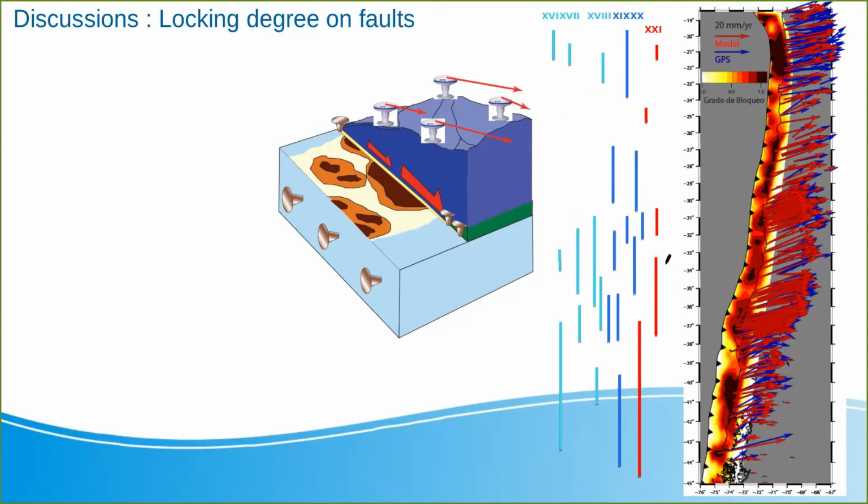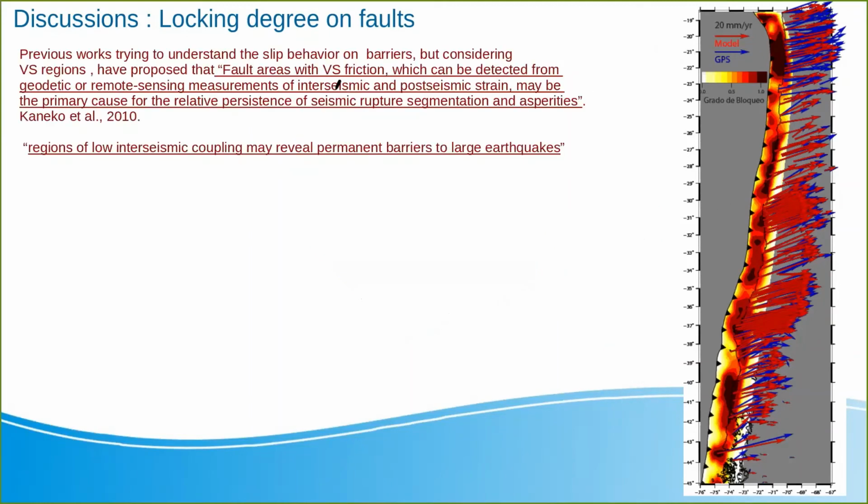But for example, this zone here that is related to a permanent barrier in our study is related to a high or intermediate locking. There are some previous works trying to understand this, but using velocity strengthening areas, and there is a particular study of Kaneko, 2010, that said that areas with velocity strengthening friction may be the primary cause for the relative persistence of seismic rupture segmentation and asperities. Or, said in other words, regions of low interseismic coupling may reveal permanent barriers to large earthquakes.